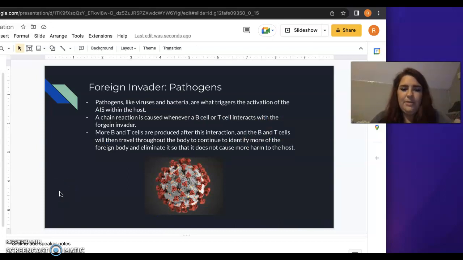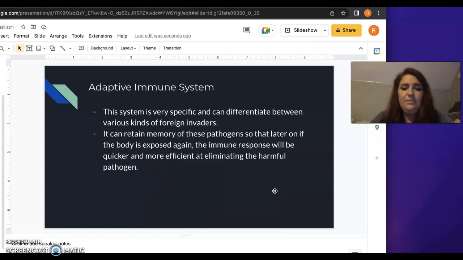Foreign invaders are any kind of pathogen like a virus or bacteria, and this is what triggers the activation of the adaptive immune system within the host, and then a chain reaction is caused whenever a B or T cell interacts with the foreign invader, which just causes more and more cells to be produced, and this allows them to travel throughout the body constantly, so that they can detect and eliminate these infected cells so that no more harm is caused. This system is very specific and can differentiate between various kinds of foreign invaders, so it's not just specific to one kind of pathogen, so it can help prevent many different kinds of viruses and bacteria from infecting the body.